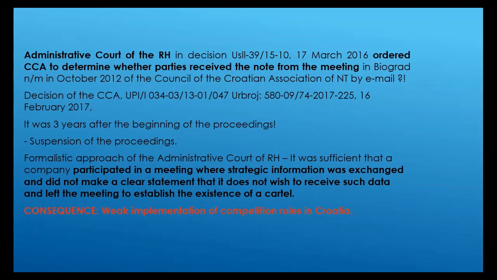So what is the consequence of this practice of the administrative court? It is weak implementation of competition rules in Croatia. Unfortunately, not only in the port sector, but generally competition rules in Croatia are not implemented as we would want and expect because of some problems in court, which is too formalistic, the proceedings are lasting very long, and the situation is not so good.